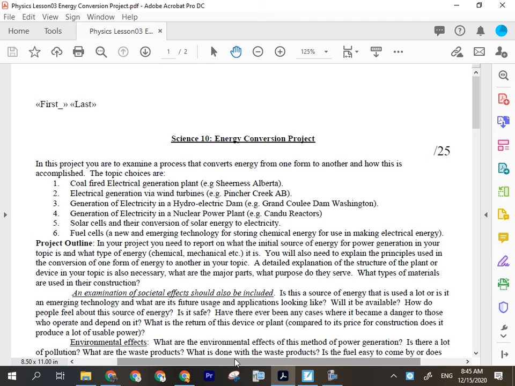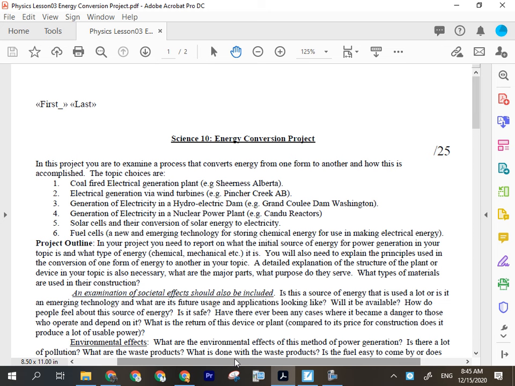Generation of electricity in a hydroelectric dam. Examples of that could be the Hoover Dam or Grand Coulee Dam in Washington, places like that that are massive hydroelectric projects. Generation of electricity in a nuclear power plant. You could look at CANDU reactors, the Canadian heavy water nuclear reactors that we design and build here in Canada. Or you could look at other types of nuclear power plants, like ones that might be in the States, like Three Mile Island, or something like that.